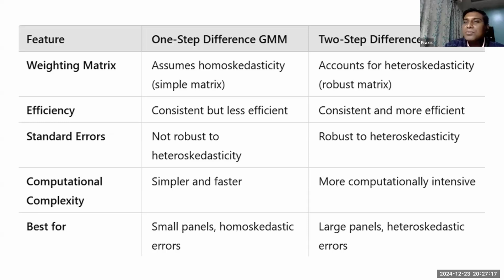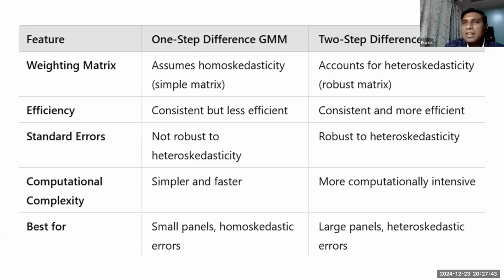And two step assumes what? Heteroscedasticity, right? So since two step assumes heteroscedasticity, in case of two step you will have to use robust standard error. This is the point I had already explained when I was discussing the fixed effect model. So you have to use robust standard error, correct?